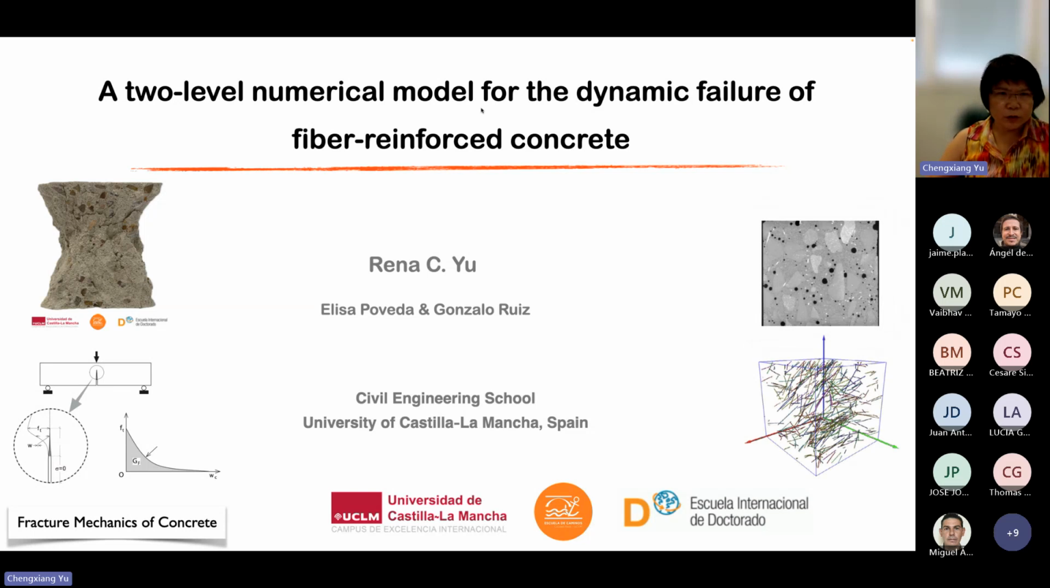Numerical model. This is work we have been developing with Elisa Popet and Gonzalo Ruiz. It's called "Two-level numerical model for the dynamic failure of fiber-reinforced concrete."